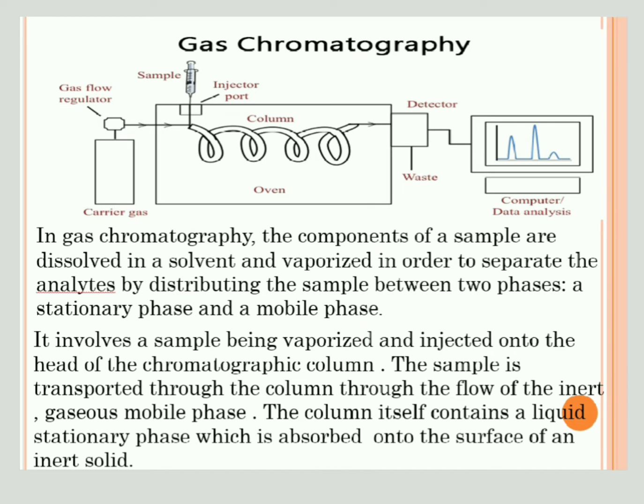Okay, then gas chromatography. Here in gas chromatography, the components of the sample are dissolved in a solvent and vaporized in order to separate the analytes. A sample is injected into the column. The column itself has the stationary phase which is adsorbed on the surface of an inert solid, and when the sample is injected into the column, first the sample should be vaporized.